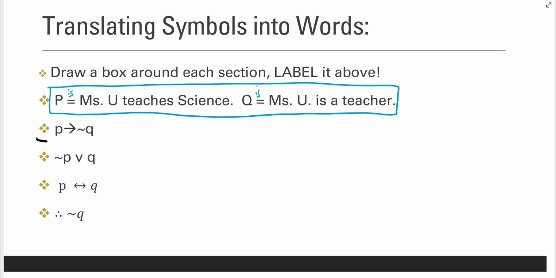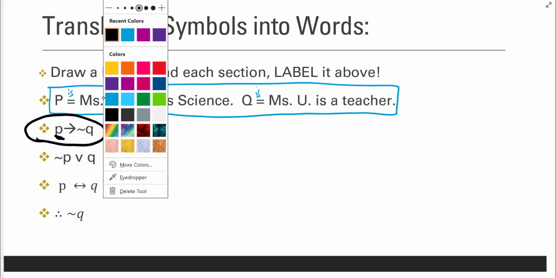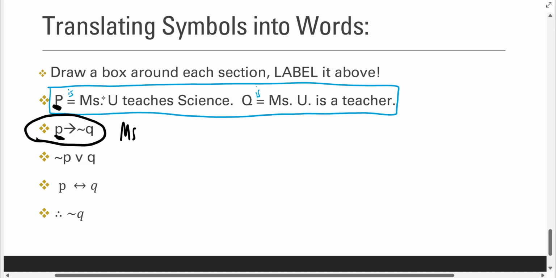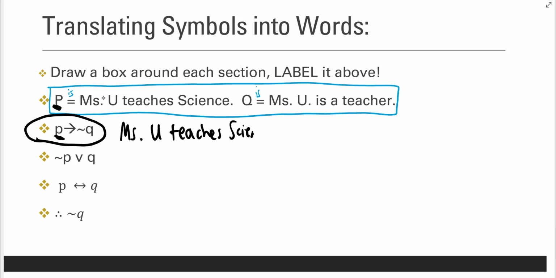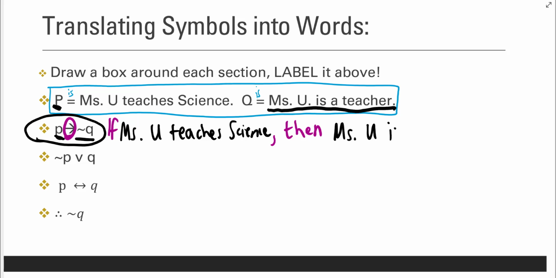Okay, so for this first one right here, P is first. So the letter P is right here. So Miss U teaches science. Now because we have an arrow, we're going to put if in front, then opposite of Q. So Q is Miss U is a teacher. The opposite of this is Miss U is not a teacher.